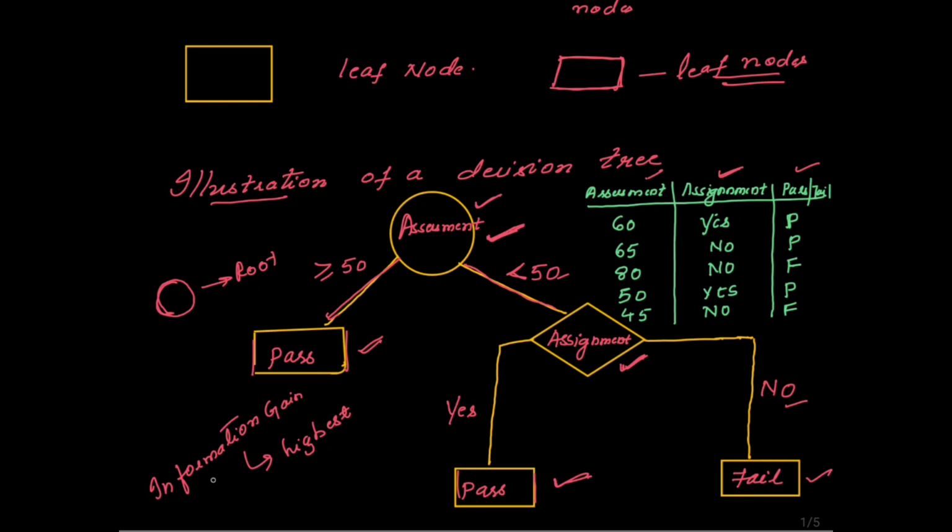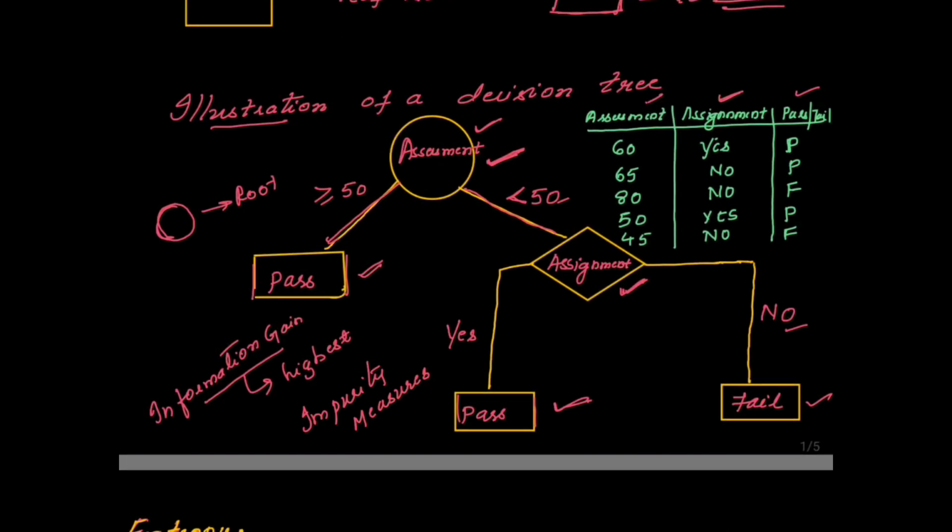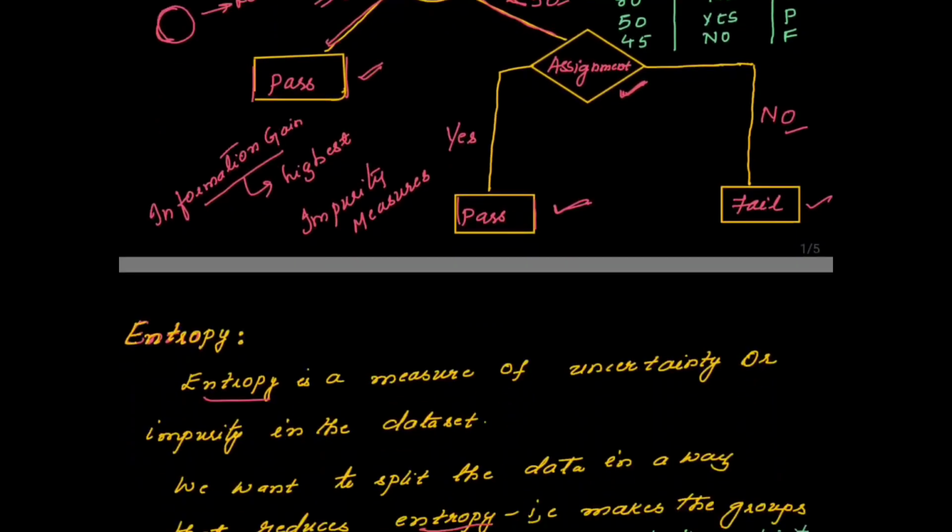So as I said, we are going to compute the information gain. You will see it in detail in my next session. Presently you can say that whatever the data set given, the data set has uncertainty, or the data set is impure. So there are impurity measures, and based on that we can decide the splitting.